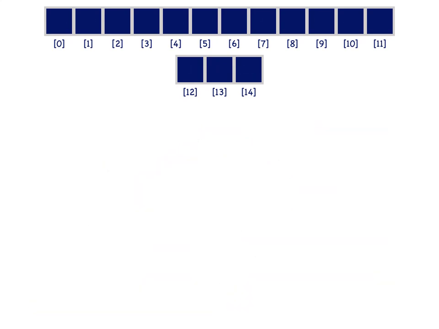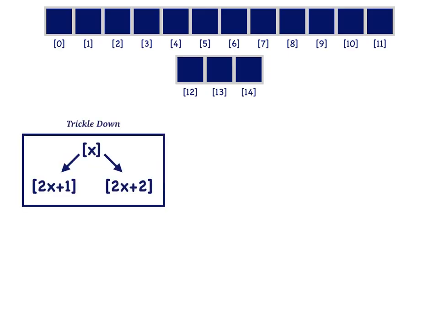So, in summary, when you're implementing remove max or remove min and you need to trickle down, the formula for determining the left child of the node at index x would be 2x plus 1, and the formula for the right child would be 2x plus 2. Then you stop trickling down either when there's no longer a violation in your heap, or the index of the child becomes greater than or equal to the size.